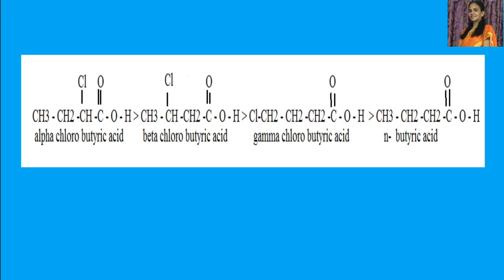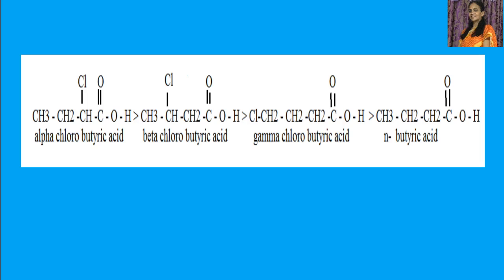So, in alpha chlorobutyric acid, the chlorine atom is nearer to this OH group. Therefore, the minus I effect is more here. Therefore, it acts as a good acid, a stronger acid. Now, if we consider beta chlorobutyric acid, when compared to this one, the chlorine is away. Because of that reason, the inductive effect is less here. Therefore, it is a less strong acid when compared to this. So you can see this one is stronger than this one.